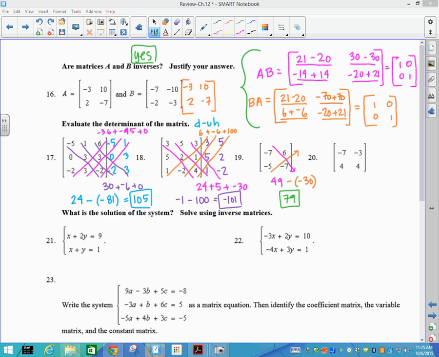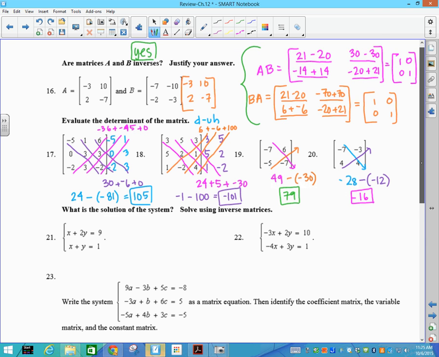Okay, moving to the last evaluation of a determinant. I have my downhill product is -7 times 4, which is -28. My uphill product is 4 times -3, and it's minus that. So -28 minus a -12 gives me a final answer of -16. Okay, just straight calculation. What is the determinant?